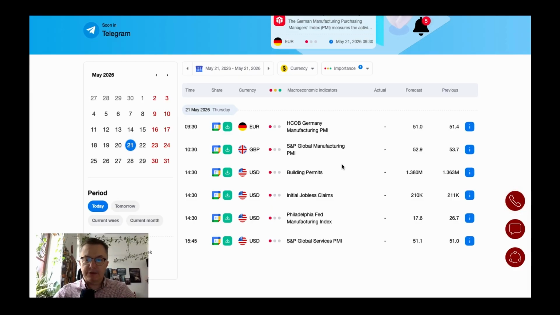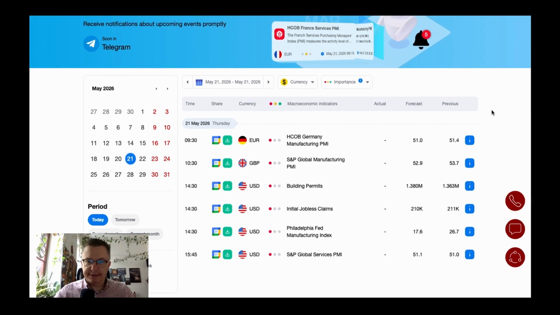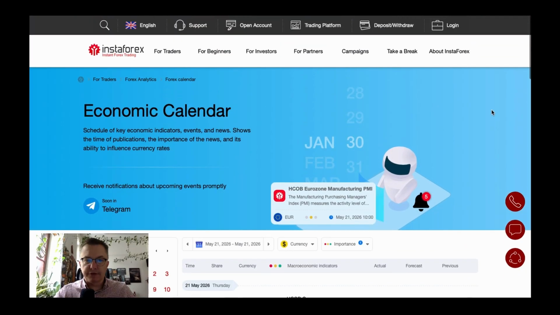Then we jump to the US session: building permits data, initial jobless claims, manufacturing index. All of this data is scheduled for release at 2:30, and the services PMI is scheduled for release at 3:45. So as you can see, quite important data releases for today, and of course that would mean we will have increased volatility all over the markets. So please stay focused, stay vigilant as we enter today's trading conditions. Now, without any further ado, let's switch to the charts.